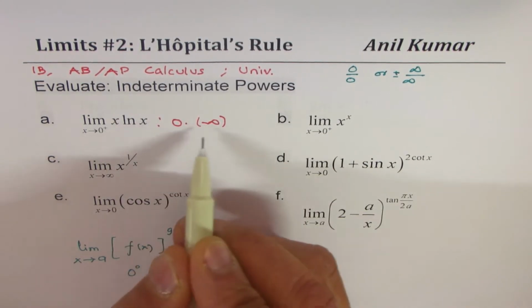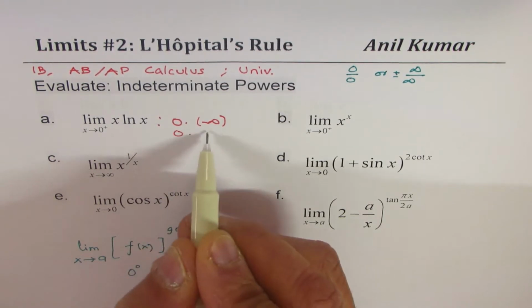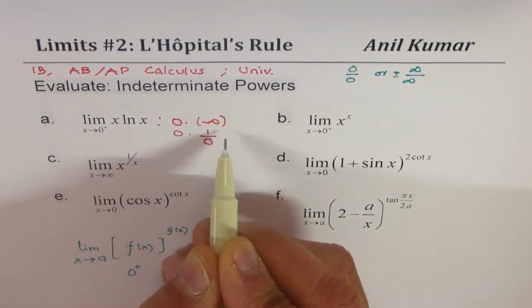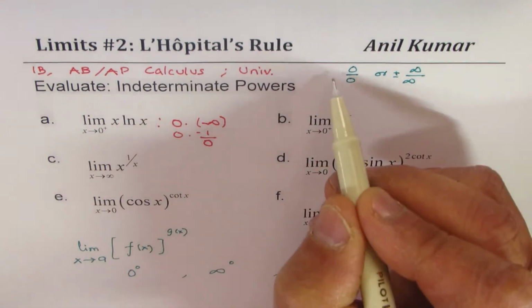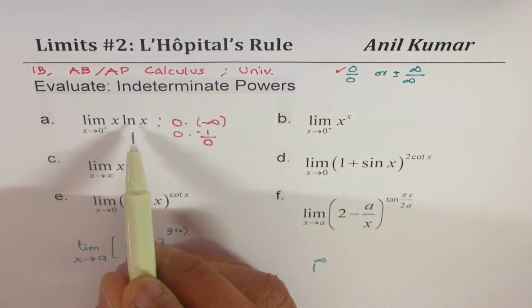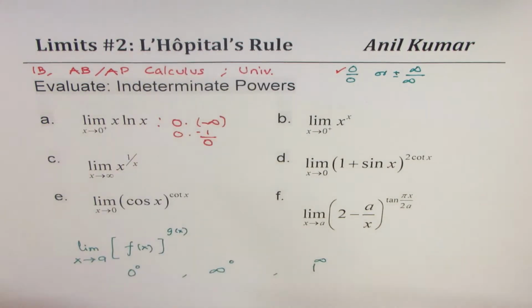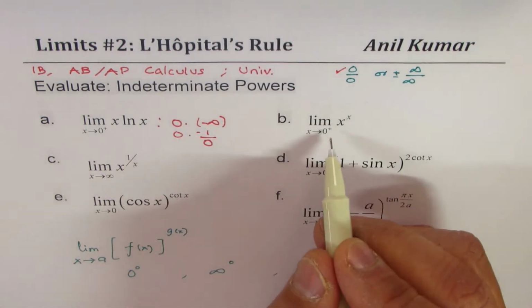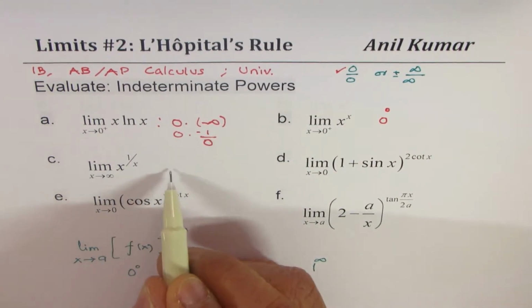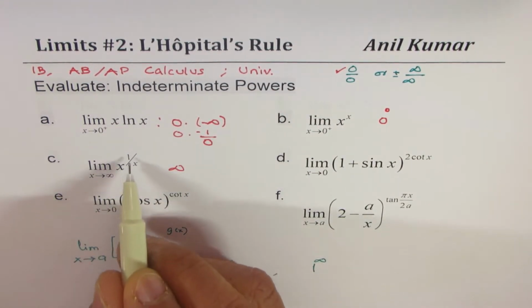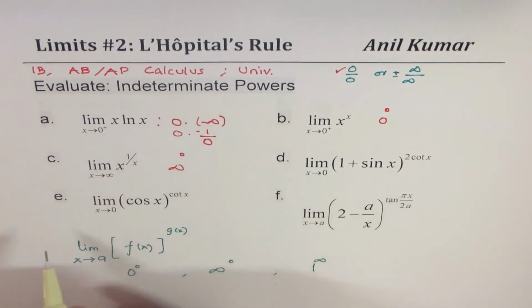Now, minus infinity could be written as 0 times 1 over 0, right? Maybe negative or positive. So, in a way, it is 0 over 0. So, that qualifies for L'Hopital's rule. Now, here we have 0 to the power of 0 form. And then here we have infinity to the power of 1 over infinitely large, meaning 0.